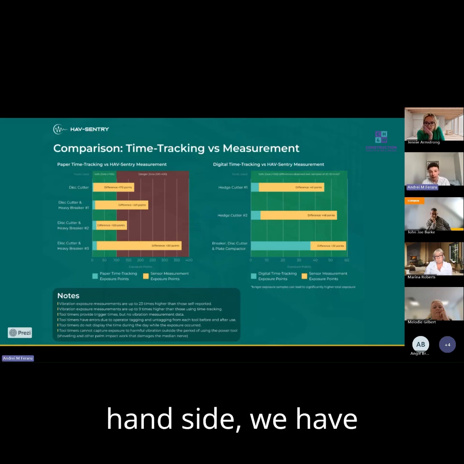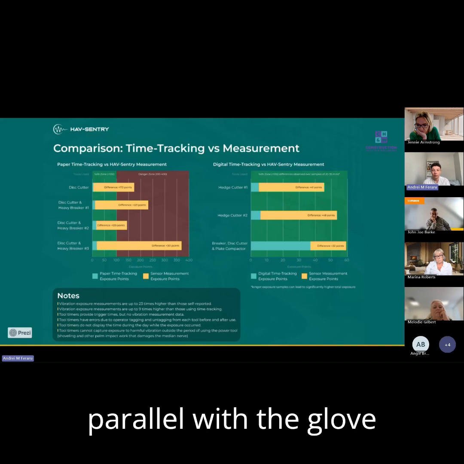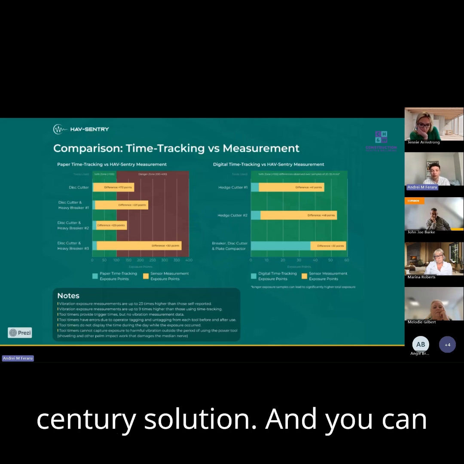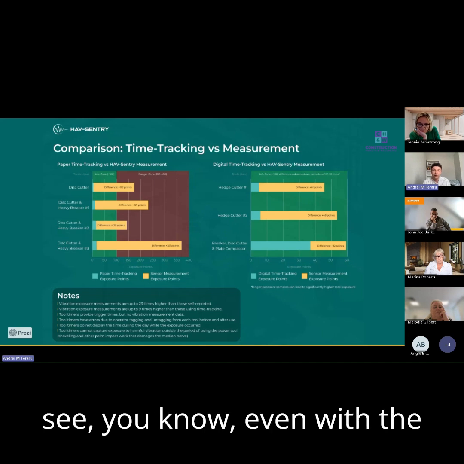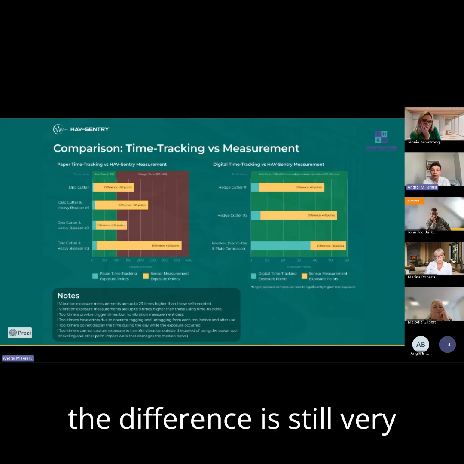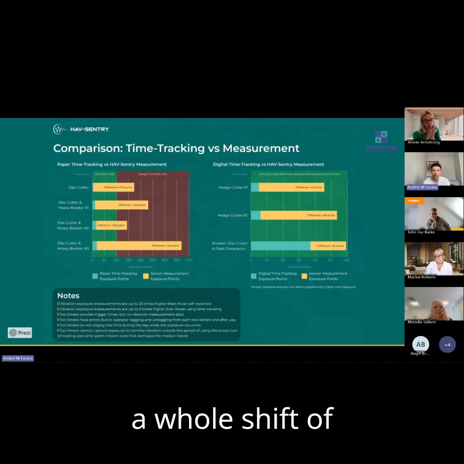And then on the right hand side, we have the wrist mounted solution, essentially worn in parallel with the glove solution, with our HAVS Sentry solution. And you can see, even with the 20 to 35 minute exposure, the difference is still very significant. Now, if this was a whole shift of measurements, that would be even more.